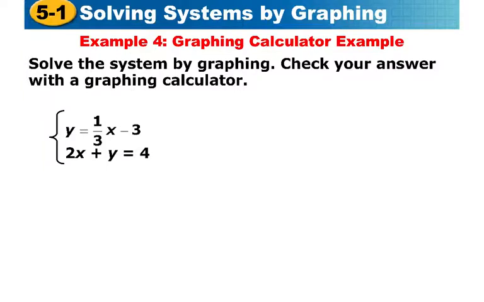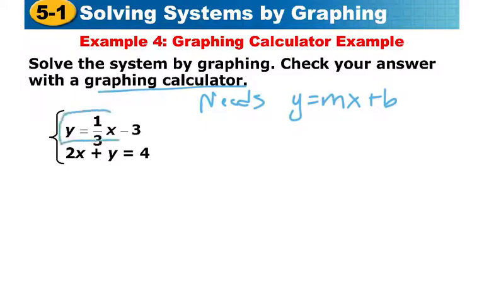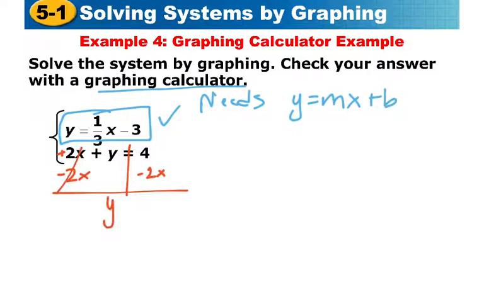So the first thing is that everything that you want to put into a graphing calculator needs to be in y equals mx plus b format. So this one already is in y equals mx plus b format, so that's great, but this second one isn't. So we would have to take the time to rewrite this so that -2x moves over, which would leave us with y equals negative 2x plus 4. So you do need to take the time to write the one in y equals mx plus b format so that you can graph both of them.